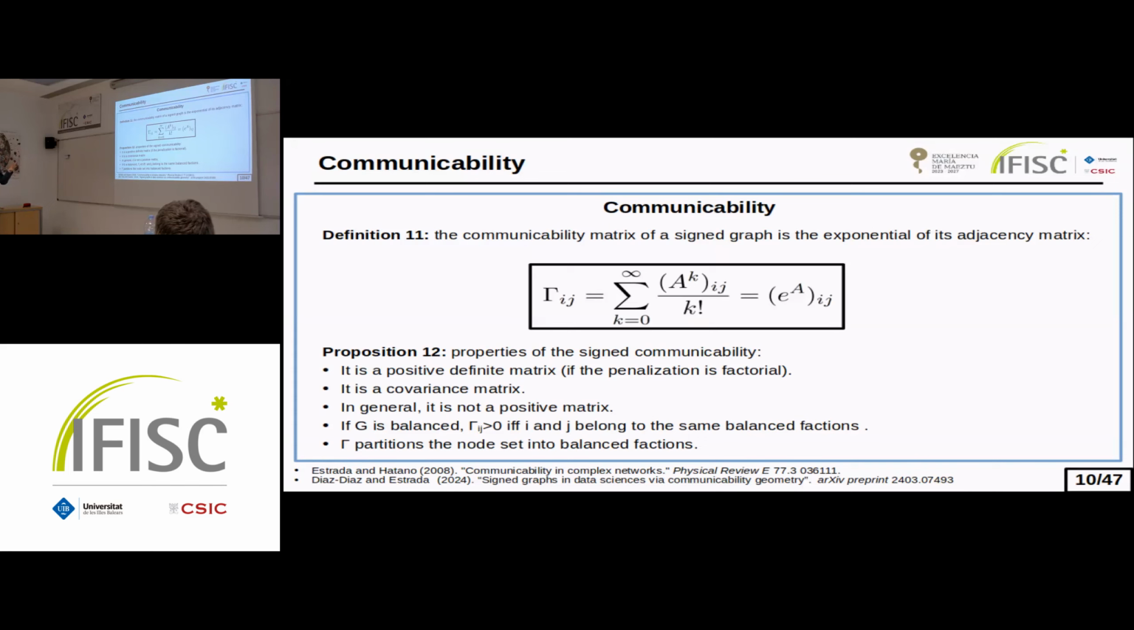It can have negative entries, and in fact, when the graph is balanced, a positive entry indicates that the corresponding nodes belong to the same balanced faction. That means that the communicability matrix has within it the balanced faction structure of the network. It captures the balanced structure. Arguably, the most important property of this matrix, though, is that it can be used to define a distance.